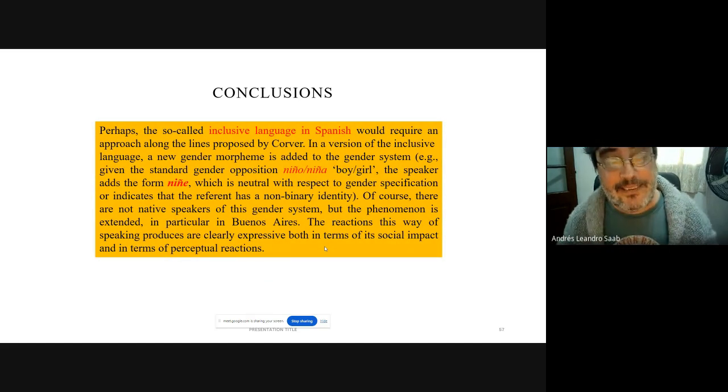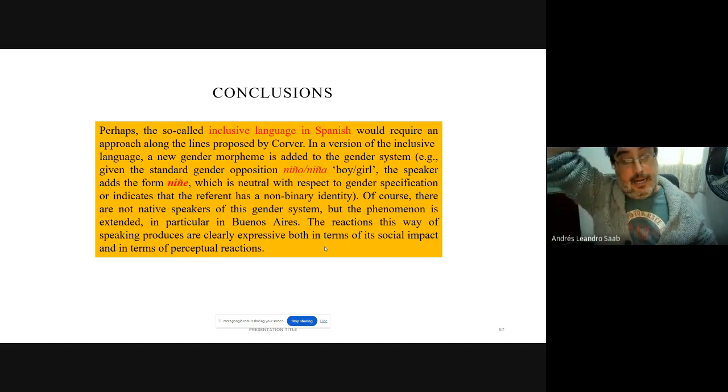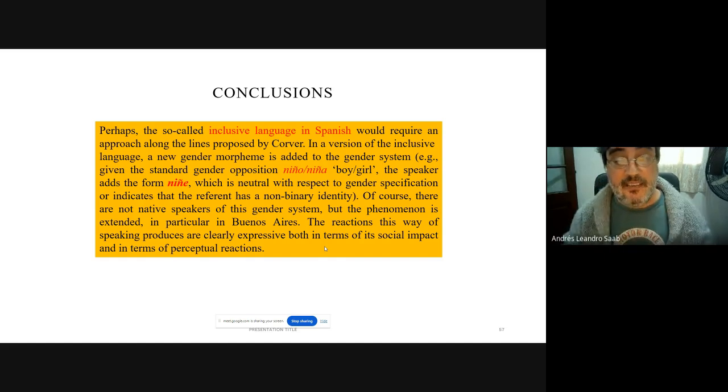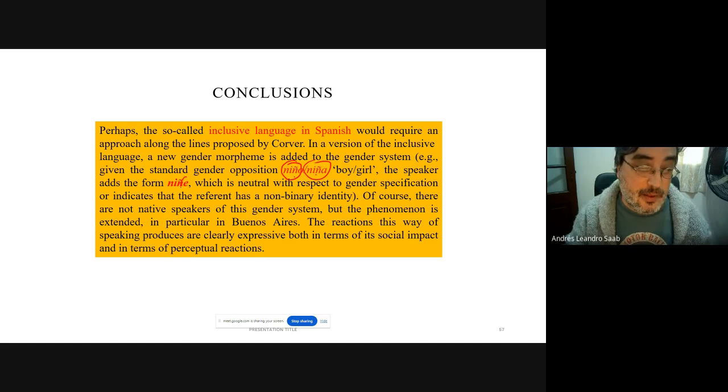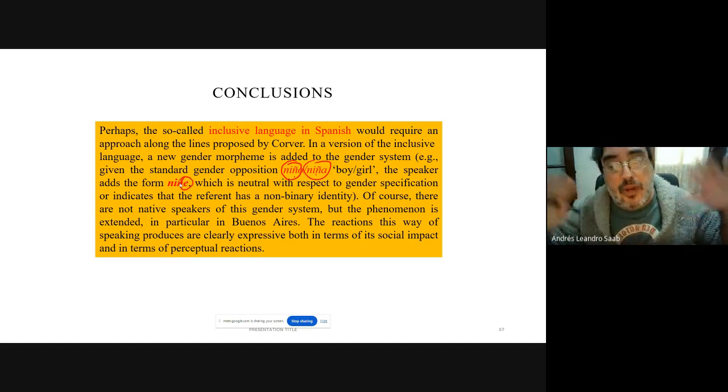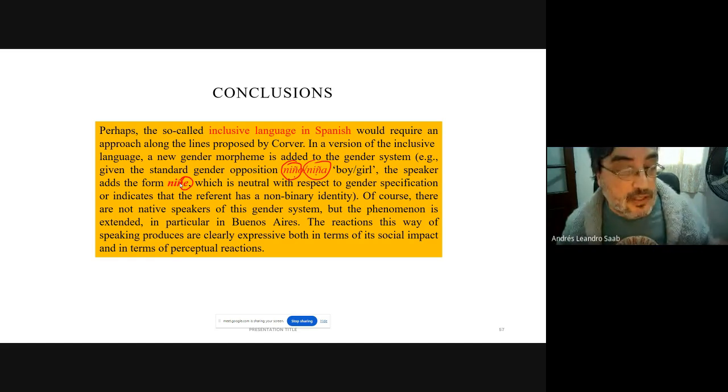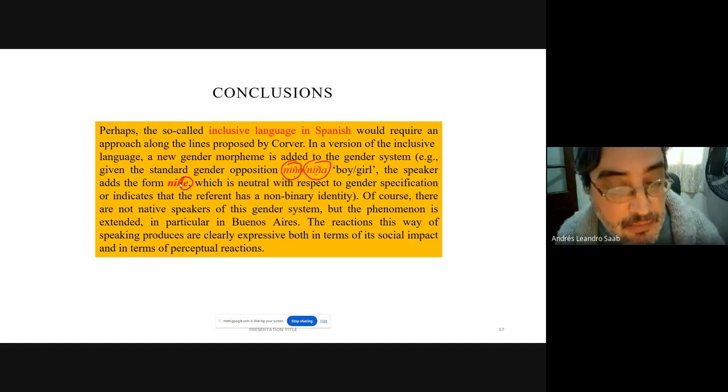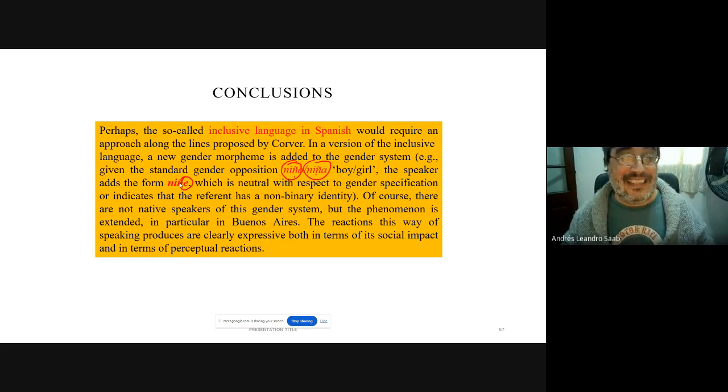there are some cases that maybe are in the direction that Kohlberg is proposing. One is inclusive language in Spanish. As you may know, for those speakers in Spanish that speak inclusive language, they add a gender morpheme to the binary system of niño, niña, masculine, feminine. They add a third morpheme, which is the morpheme E, to indicate some neutrality with respect to binarity, with respect to gender identification, and so on. Of course, there are non-native speakers of this gender system, but the phenomenon is extended, and in particular in Buenos Aires. The reactions this way of speaking produces are exactly expressive, both in terms of its social impact and in terms of perceptual reactions. Okay?